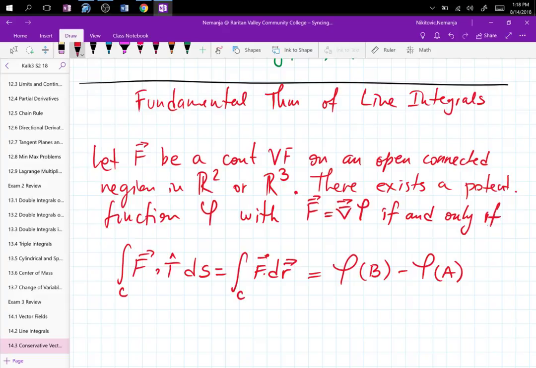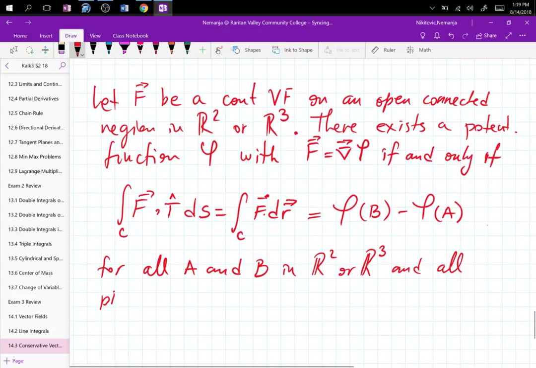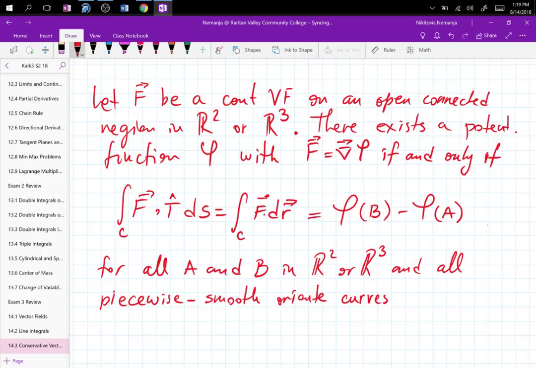Because, guys, for all A and B in R2 or R3, depending which space you're in, and all piecewise smooth oriented curves C in R2 or R3 from A to B.